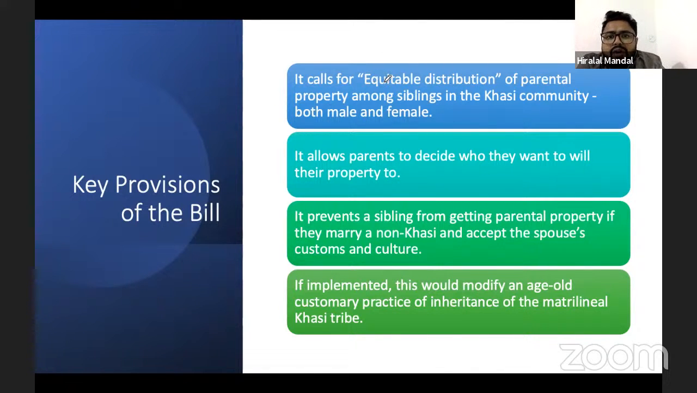The first thing, it calls for equitable distribution of parental property among both male and female members of the society. It also allows the parents to decide whom they want to give their will to. This is contrary to the matrilineal society where the right automatically comes into the hands of the female member. Here it says the parents can decide who will inherit their property and in what proportion. It prevents siblings from getting parental property if they marry.